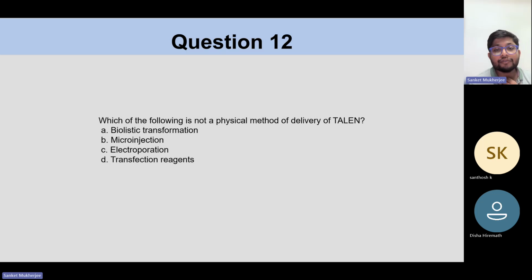Which of the following is not a physical method of delivery of TALEN? Is it biolistic transformation, microinjection, electroporation, or transfection reagents? Electroporation is also a physical method. Basically, transfection reagents like we have lipofectamine, liposome mediated delivery, are not physical methods. Those are chemical methods. The rest three, biolistics, microinjection, electroporation, all three are physical methods.